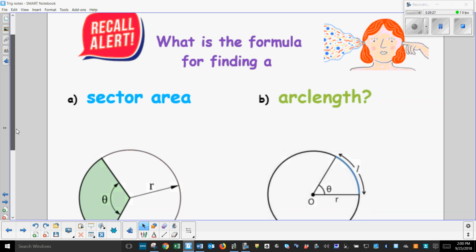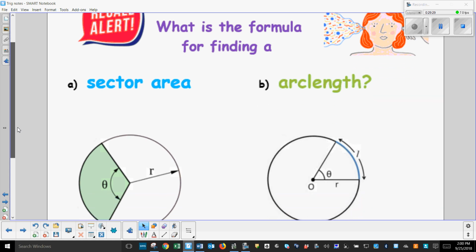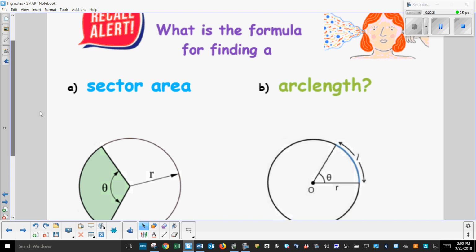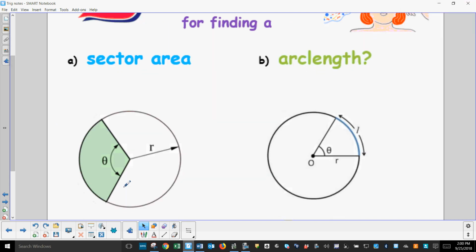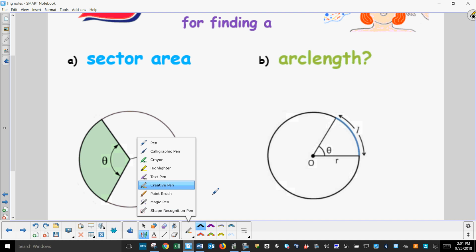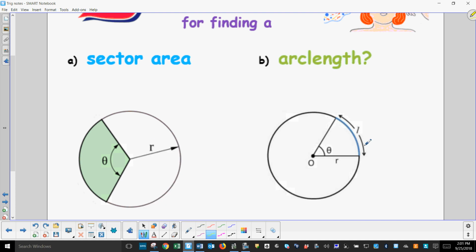Okay, so recall alert from the past. The past coming back to haunt us again. Here's a sector area in green. Arc length, here's an arc length. I'll just highlight it in yellow so you can see it. Who's got the wacky pens on? Okay, that's what we want. So here's our arc length. That's what I meant by arc length, this length here.